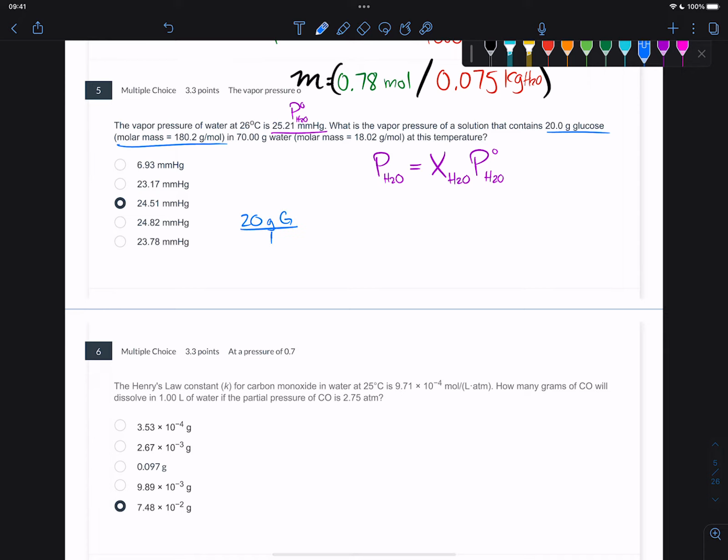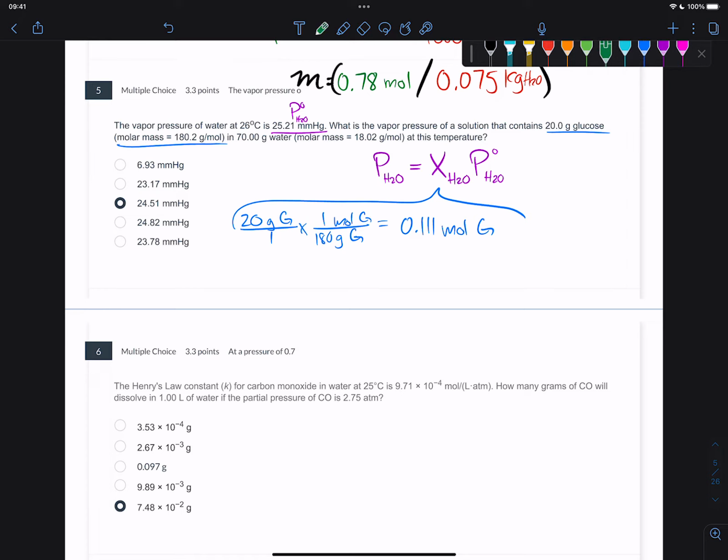So 20 grams of glucose, convert that from grams of glucose to moles of glucose. 1 mole is about 180 grams, and we get 20 divided by 180. And that's 0.111 moles of glucose. Now that means we have the numerator, we have one part of our mole fraction. This solution is mostly water, so the mole fraction is going to be a relatively high number.